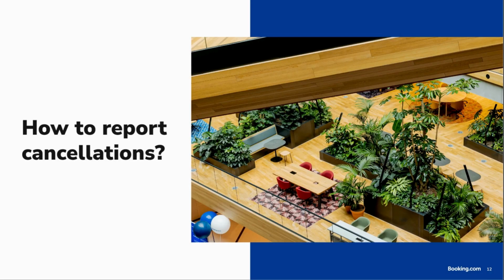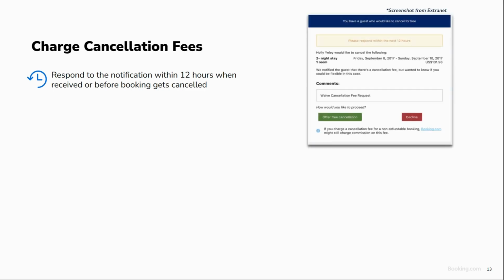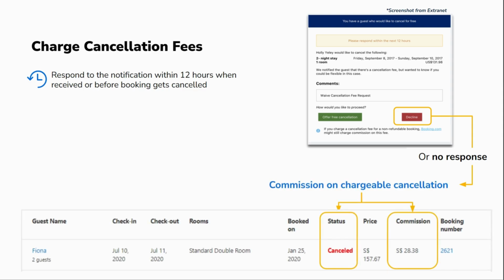Next, here's how you can report cancellations. When you receive a cancellation request, please be sure to respond to the notification within 12 hours or before the booking gets canceled. You will be given 2 options, to either offer the free cancellation or decline the request. If you decline the free cancellation request or do not respond to the request notification, Booking.com will charge you commission on the reservation.